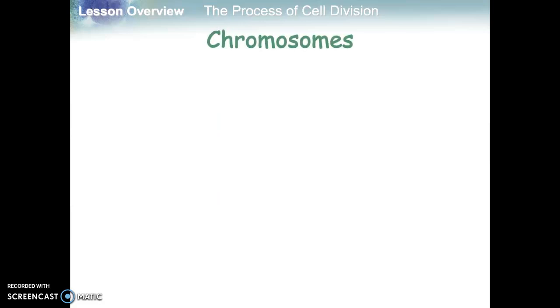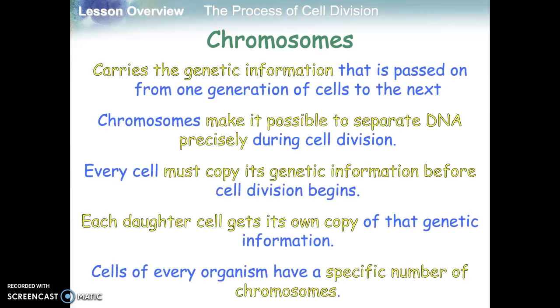Okay, so the first thing I need to discuss before we get into cell division is chromosomes. And chromosomes, what are chromosomes? Well, first of all, chromosomes are tightly wound DNA. Okay, chromosomes only appear during cell division. And once that cell division is completed, they will unwind themselves into what is called chromatin, which is loosely bound DNA.